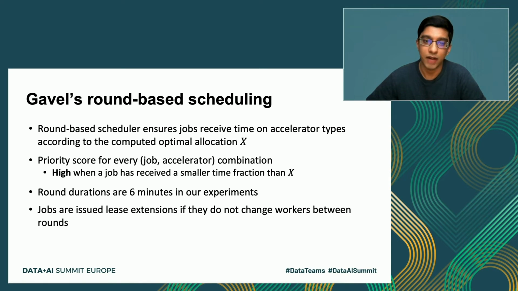We see that round durations in our experiments are 6 minutes. I encourage you to check out the paper for a justification of this 6-minute amount of time. And the other thing to note here is that if we find that jobs are not changing resource types or physical resources rather between rounds, we can issue them lease extensions so that we can minimize preemption overhead.